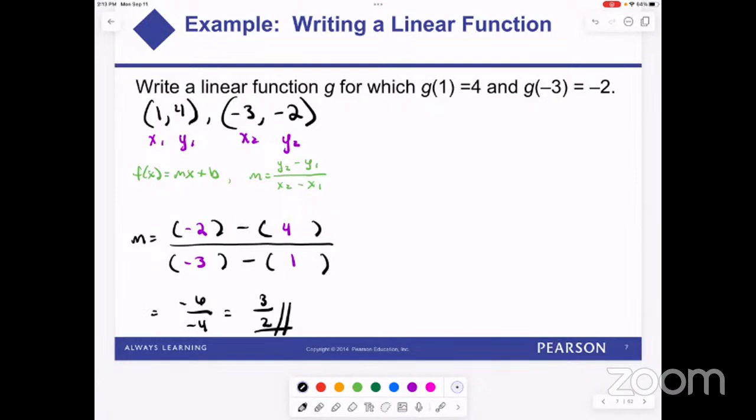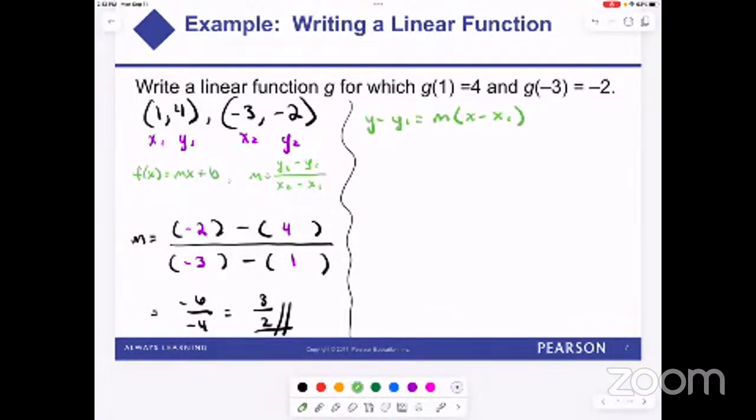Okay, so we found the slope. So now we could use the point slope formula. I'm just going to provide you with that formula, but I'm not actually going to use it. We typically use point slope whenever we're given a point and a slope. And that goes y minus y1 equals m times x minus x1. But I'm not a fan of using it. I would rather use the slope-intercept formula.